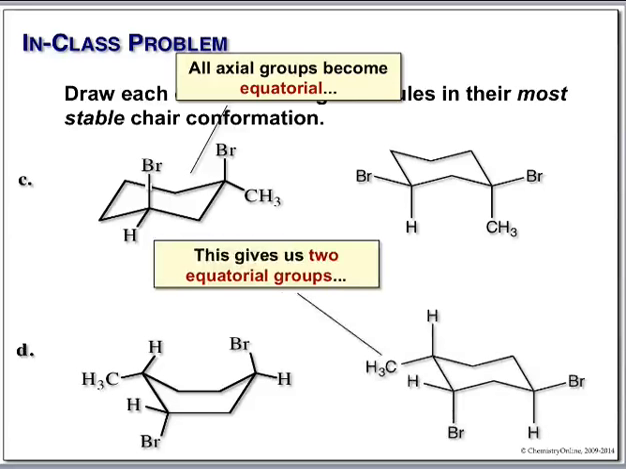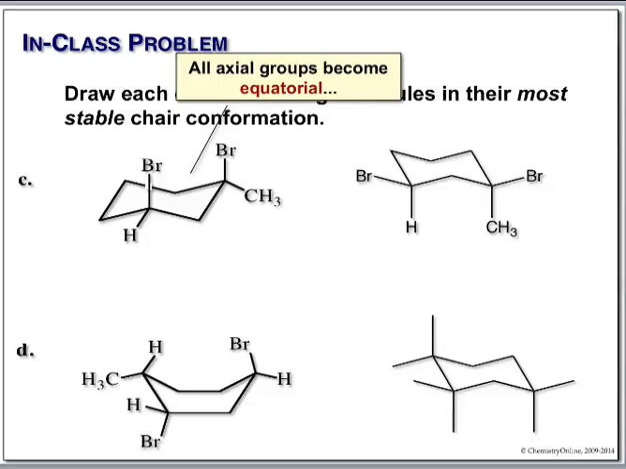I'm sorry, this is 1,3, so axial equatorial, not diequatorial, that'd be 1,4. For this guy, we have up and we have down, they are trans. This is the one that is diequatorial. Sorry about that. Now, one more time.